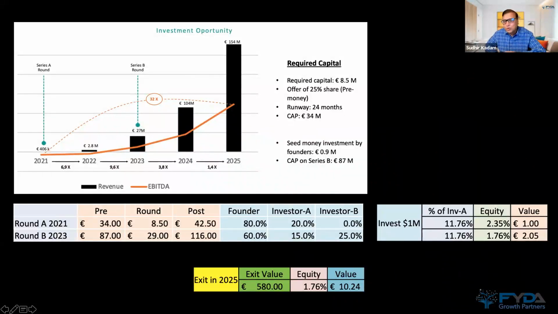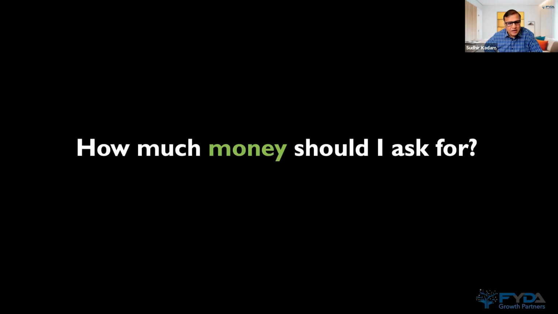You don't have to go through all these calculations, but it gives you a good insight into how you're talking about the current round, future round, your exits, your valuation, your big vision, and what you think you will exit the company at, and why those discussions really matter, and what math is going on in the minds of the investors. The other question I generally get asked is, how much money should I ask for?